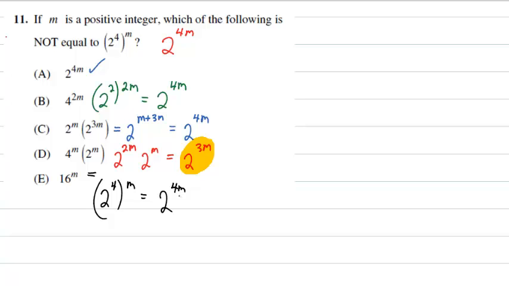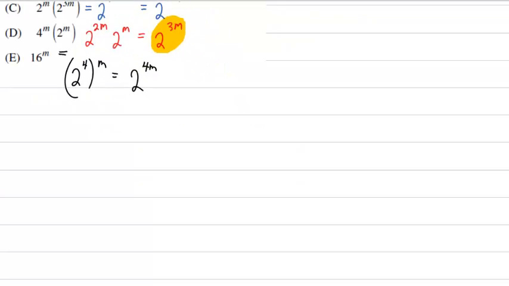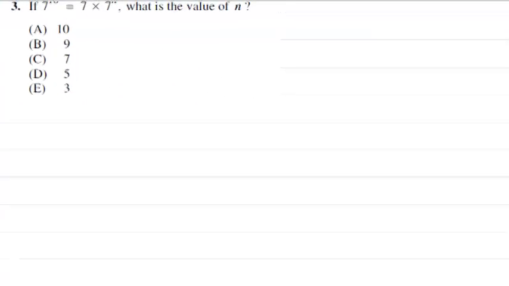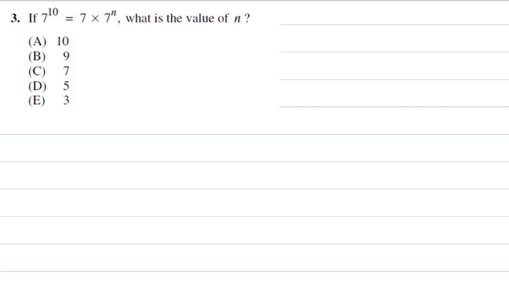Now let's go ahead and look at a problem from College Board's 2001 practice test. 7 to the 10 equals 7 times 7 to the n. Well, 7 to the 10 has to be equal to 7, which is 7 to the first, times 7 to the n, and the product of powers rule would say that 10 has to be equal to 1 plus n. If we take away 1 from both sides, n equals 9. So the choice there is choice B.